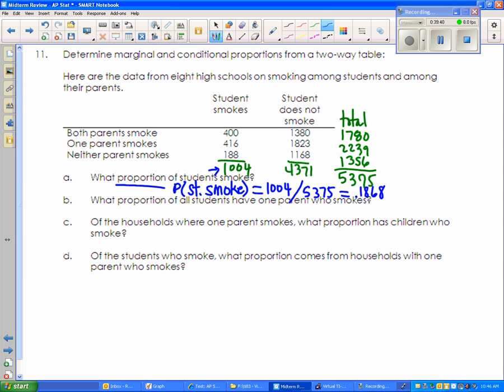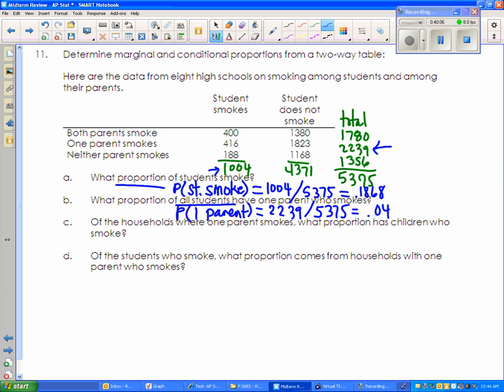What proportion of all students have one parent who smokes? Again, I'm not restricting anything. I'm looking at everyone who is surveyed. So now I'm just looking at the proportion of one parent smoking. And so now I'm looking at this number. There were 2,239 students that have one parent who smokes out of, again, the whole group.